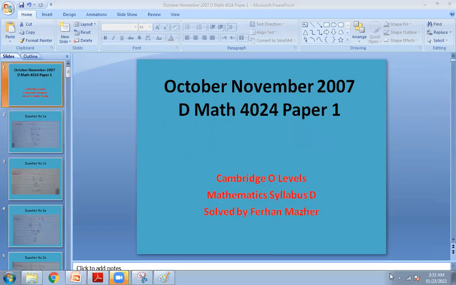And my dear students, today we have done the October, November, 2007 paper. This paper was paper 1, and this is D Maths 4024.